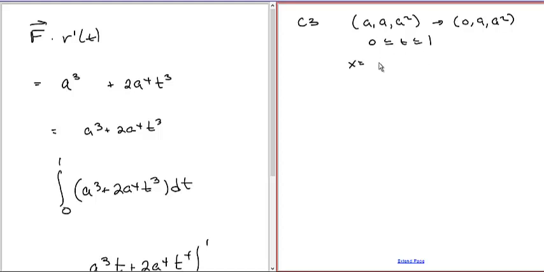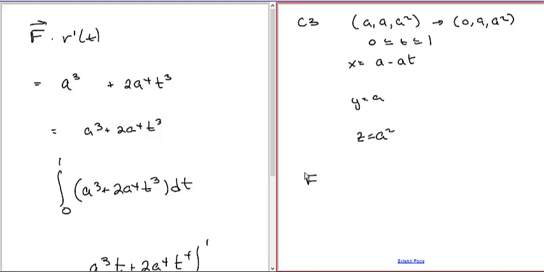So we start at a, and we subtract at. So when t equals 0, you get a for x, and when t equals 1, you get a minus a, which is 0. And this is a linear equation, so I think that works. You get y is equal to a, and you get z is equal to a squared. So there's a constant.